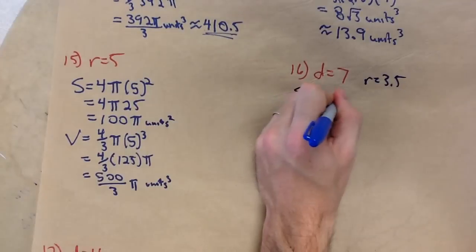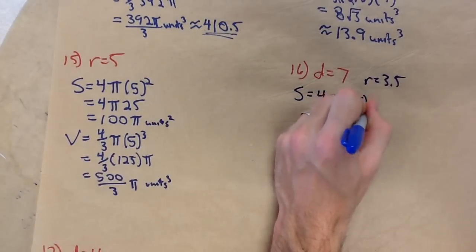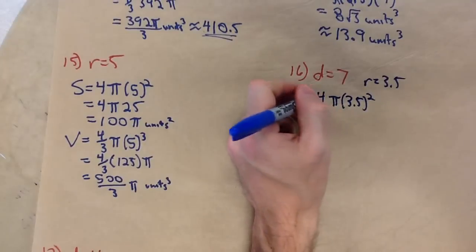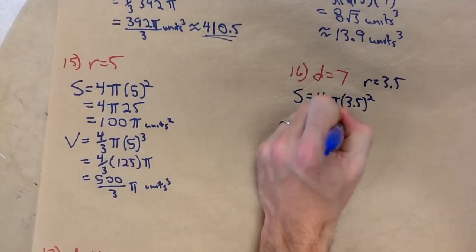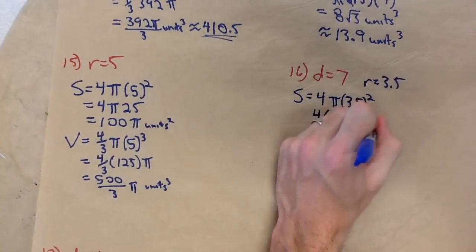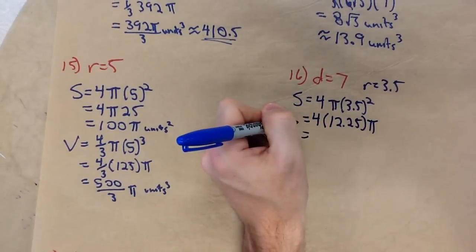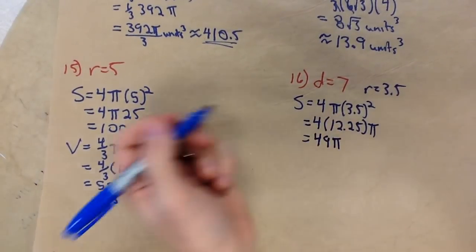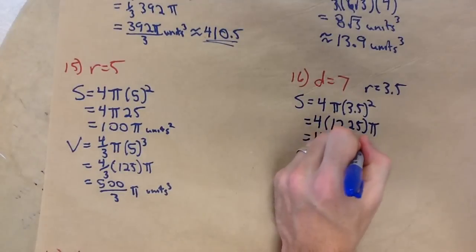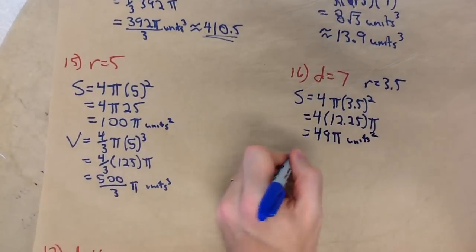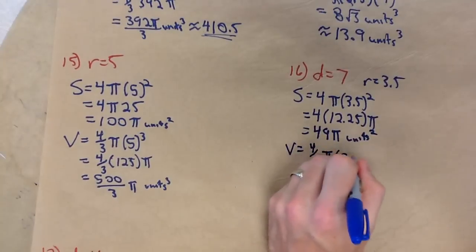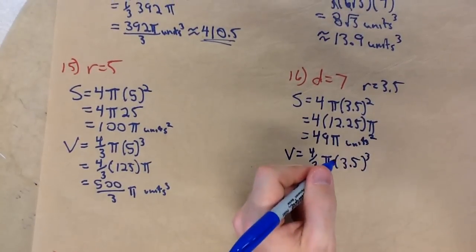For number 16, since our diameter is 7, our radius is 3.5. So I have 4 pi times 3.5 squared. That gives me 12.25. I'm going to multiply that by 4, and I get 49 pi units squared. For volume, it would be 4/3 pi times 3.5 cubed.